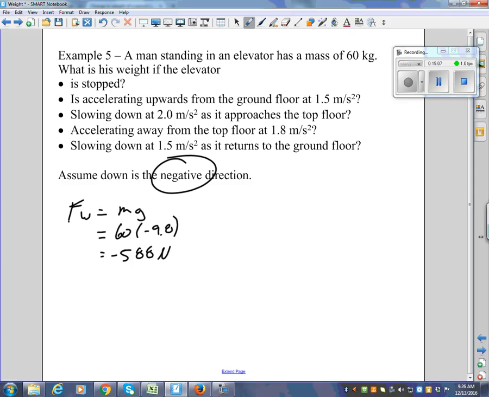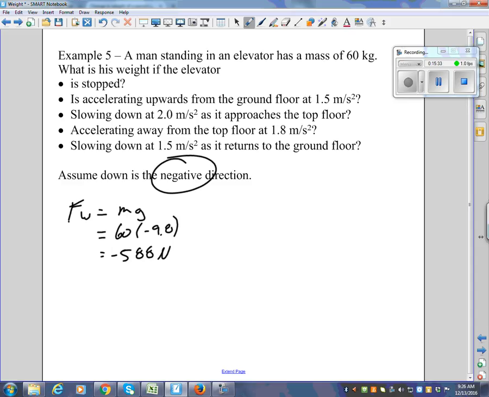Okay, let me finish this column. So this guy's weight force, technically, negative, minus 588, right? That's the easy part. His weight at rest is 588. 60 times minus 9.8. And it's negative because it's going down. Pardon me? Why is that? It's negative because it's down.